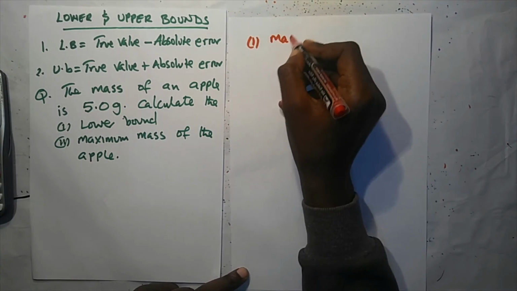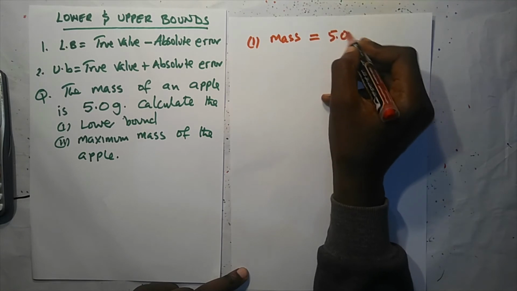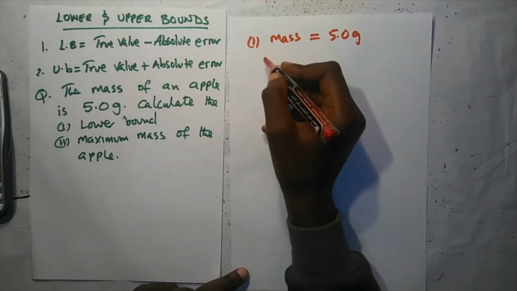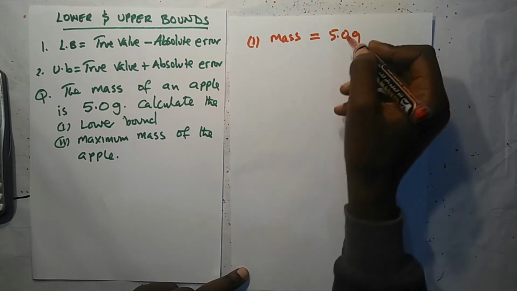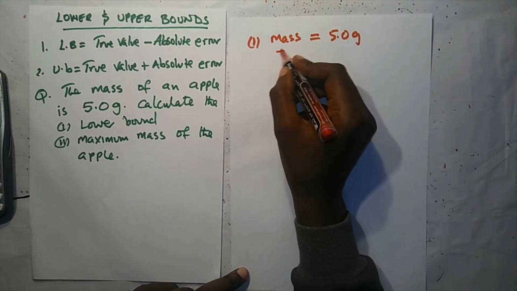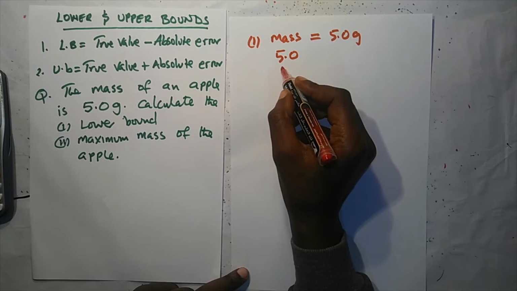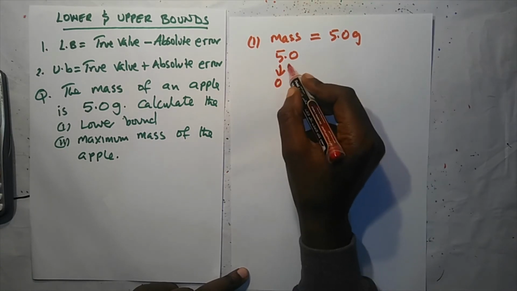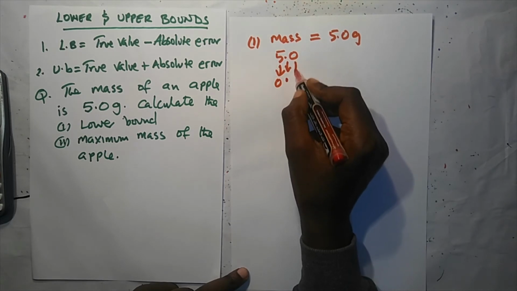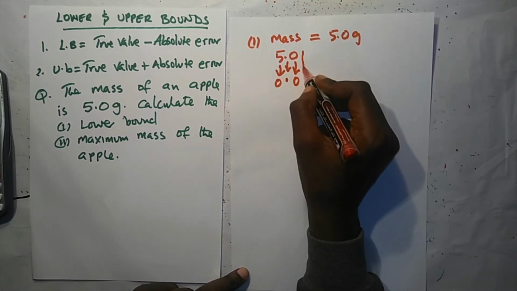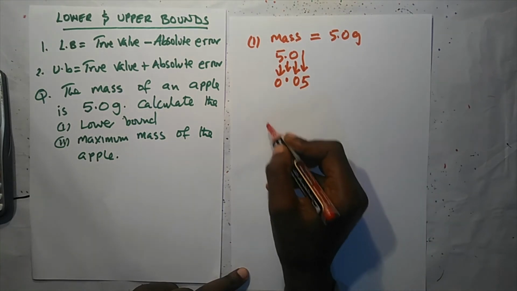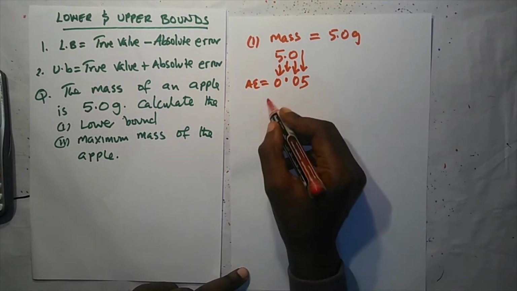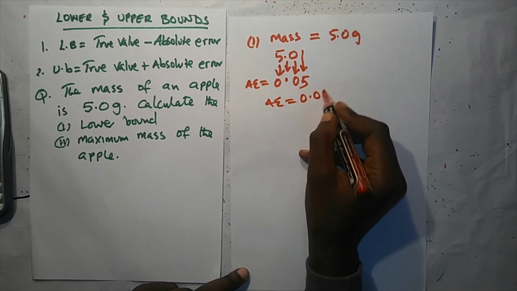The mass is 5.0 grams. For us to find the lower bound, the first thing we need is the absolute error. We find it using the shortcut I showed in the previous lessons. Under this 5 you put a 0, under the point you put a decimal point, under this 0 you put a 0, and at the end, where there's no number, you put a 5. So the absolute error is equal to 0.05.